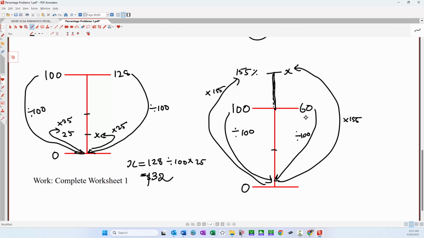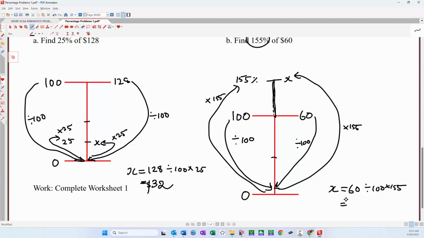Now we're about to solve our problem. We're going to say x is equal to, so this unknown is equal to, we're starting at 60. We're going to divide by 100 and then multiply by 155. Let's have a guess at what it might be. 100% of it is 60. 50% of 60 would be 30. So 155% is going to be 60 and a bit more than 30. So I'm guessing 91, 92, something like that.